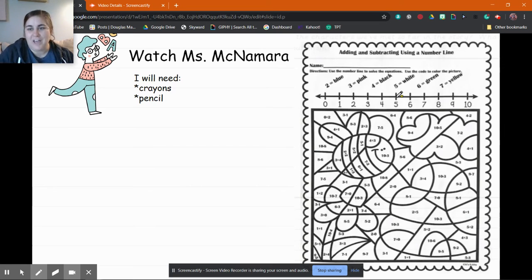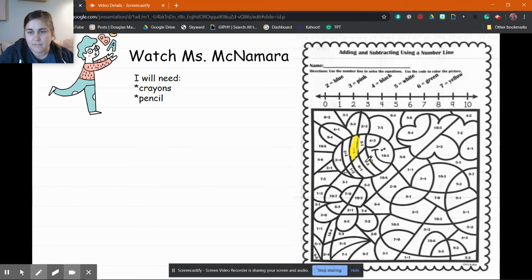Okay, so 5, and it's asking me to add 2, which means I'm going to jump 2 numbers. I start at 5. I'm going to go 6, 7. So 5 plus 2 is 7. I would color 7 here. It says yellow, so I would color my little stripe here yellow.